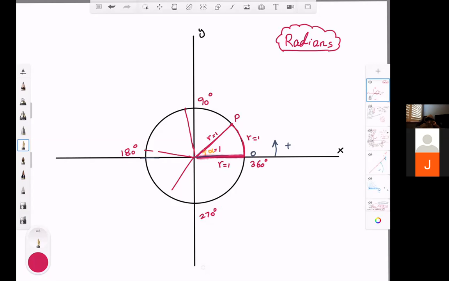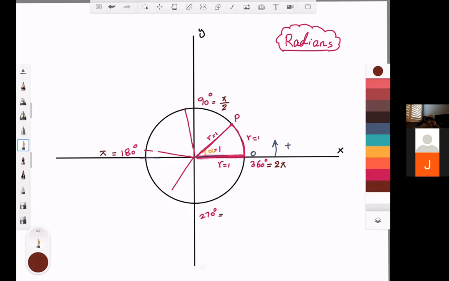All right. Any question about radians? So this 360 will be 2 pi in radians. 180 will be pi in radians. And 90 degrees will be pi half. 270 will be 3 pi half.